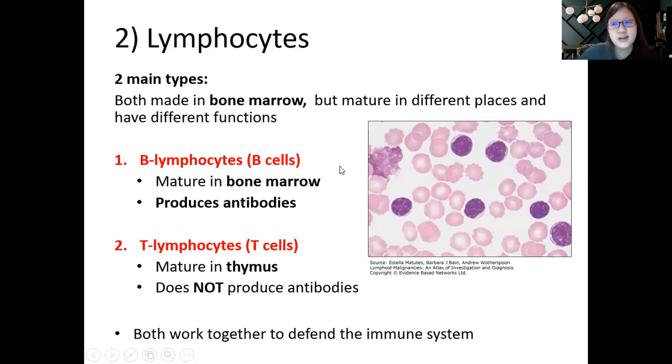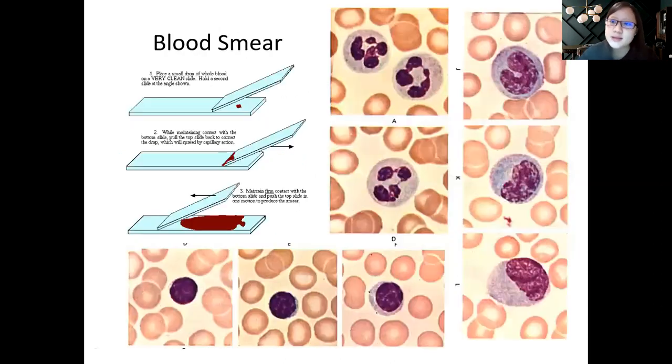Both work together, and many others work together to defend the immune system. So white blood cells are actually a huge group of very diverse kinds of cells, and these are just the main types. Now, as I said just now, you will need to be able to identify what these cells are and what these white blood cells look like under the microscope.